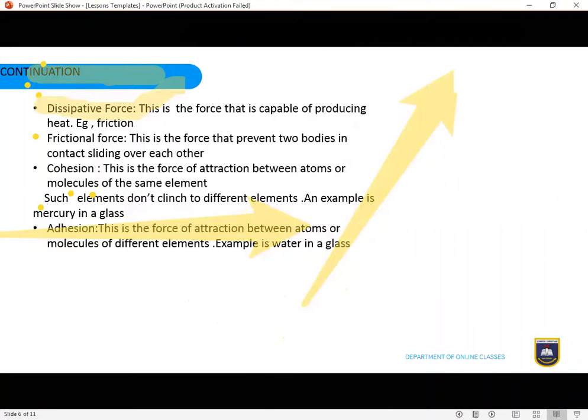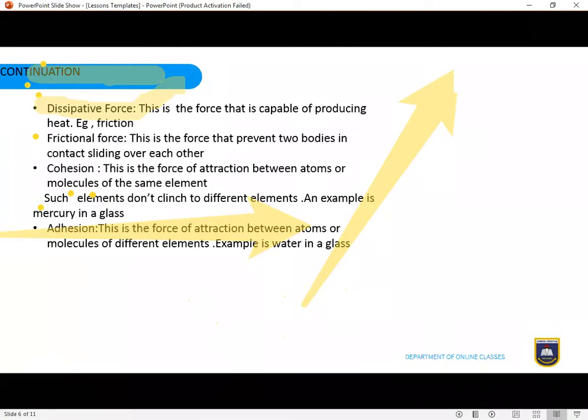You see, such elements don't cling to the walls of a different element. What happens if you put mercury in a glass? Because of the cohesion force, mercury contains that element that does not make it cling onto different elements, because it's having a force of cohesion.